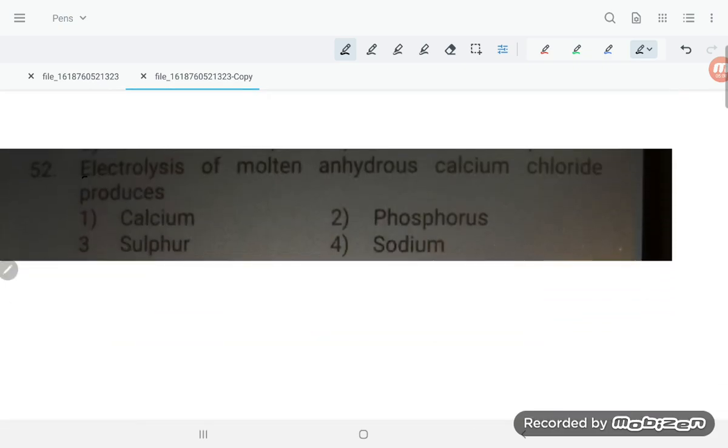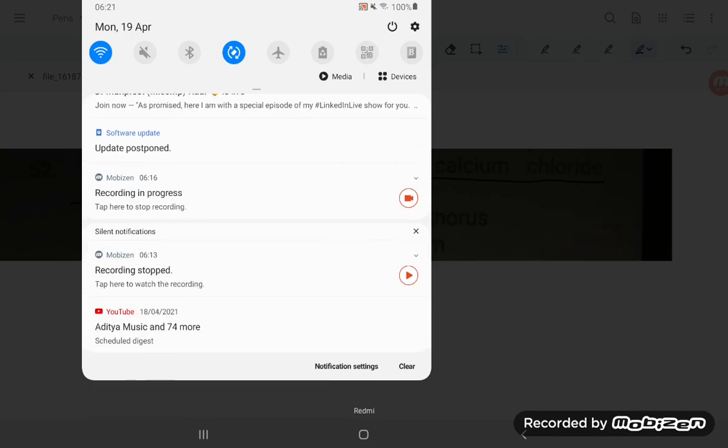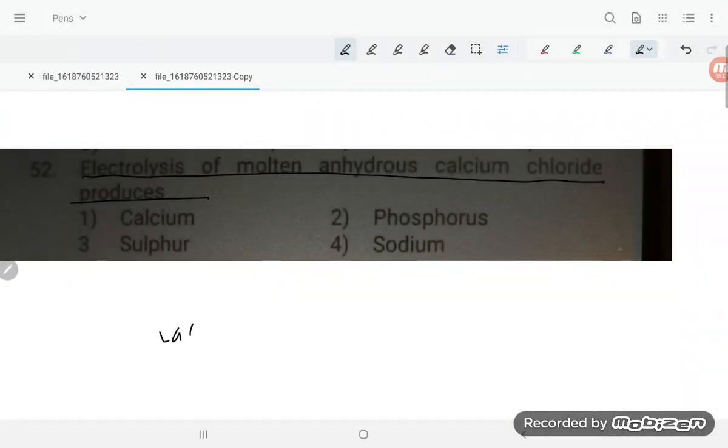What does electrolysis of molten anhydrous calcium chloride produce, students? So for molten calcium chloride, if you are doing the electrolysis, Cl2 is there. And you have to take the 2H2O, so it will give hydrogen gas, calcium hydroxide also, and lastly it will give chlorine. So electrolysis of molten anhydrous calcium chloride produces calcium.